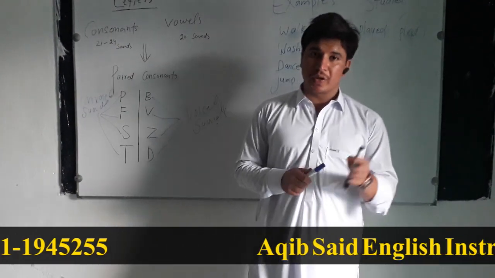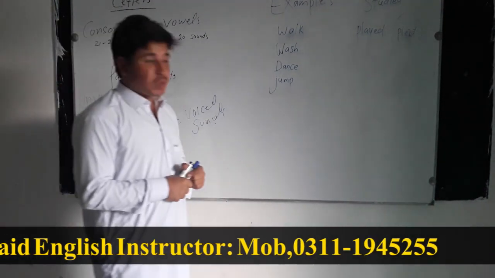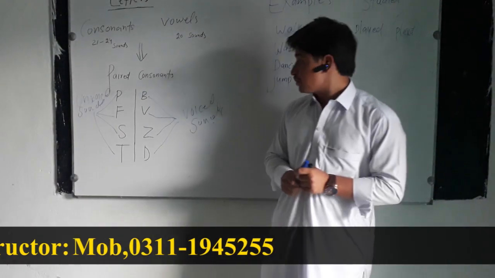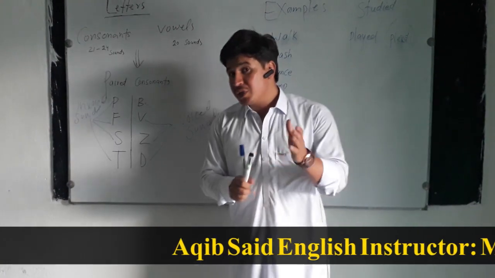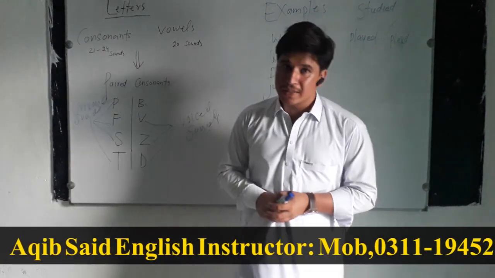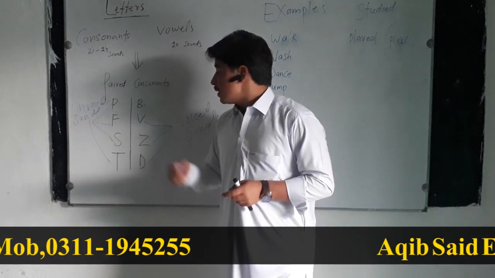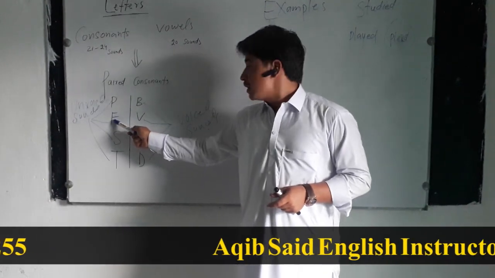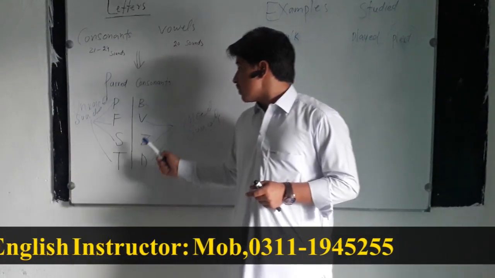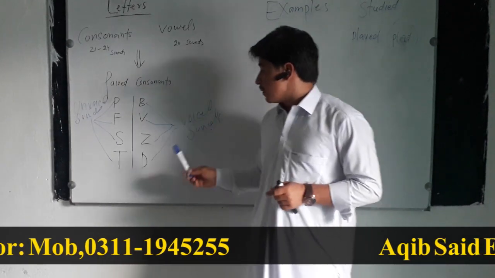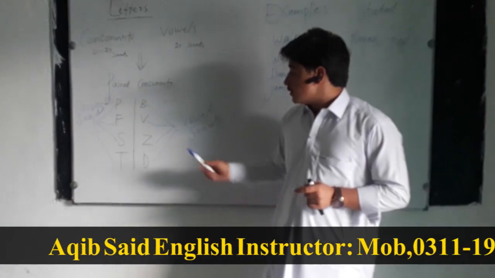As I've mentioned at the very beginning, I want you to speak like a native speaker, and there is an easy trick if you know about the voiced sound and the unvoiced sound. This p is an unvoiced sound, b is a voiced sound, f is an unvoiced sound, and v is a voiced sound, s is an unvoiced sound, z is a voiced sound, and the same is the case here with the t sound. It is unvoiced and d is a voiced sound.